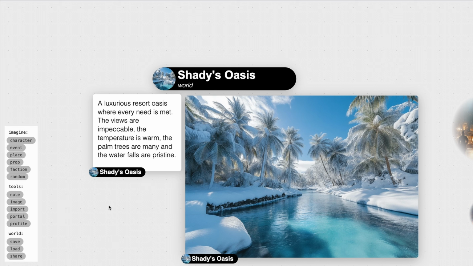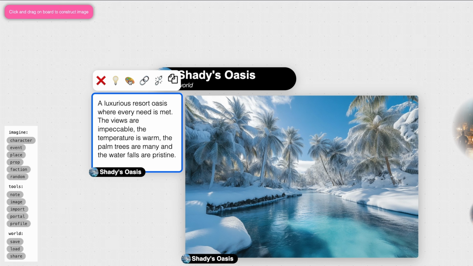Now remember that this is just the description. This is not actually the prompt for an image. With the description selected, you should see 6 icons at the top. Once again, we'll get into all of those later, but for now, click on the one that looks like a painter's palette. As soon as you tap that icon, a pink information bubble will pop up in the top left. Click and drag on board to construct image.